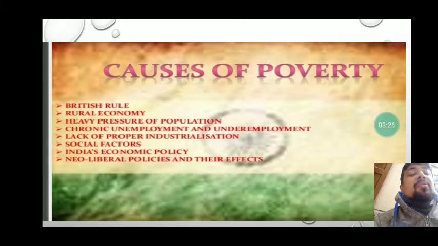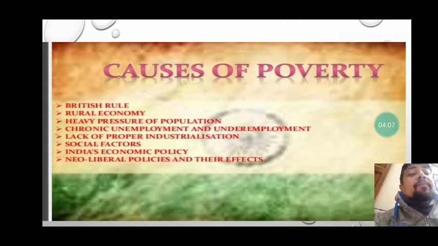So the first cause is the British rule. The problem that we are facing today, its root lies in the British period. When the Britishers came, they turned our entire economic system in their own favor. And from there the problem started in our country. They ruined our small scale enterprises, they ruined our handicrafts, and this is how they created problems for us. After that, they moved all our resources towards their country, and this is how they created a lot of poverty in our country. India was known as the golden bird.